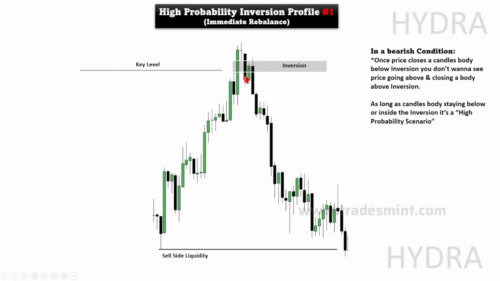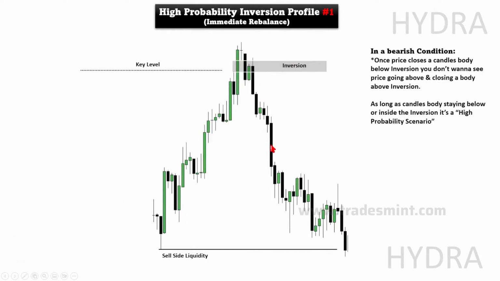Once price closes a full candle body below this fair value gap after hitting a key level, you don't want to see the next candle and the next candle going above. Okay, the wicks can go above. I'm talking about the candle's body. The candle's body should specifically stay inside this inversion, and that's what you are seeing here. This is what I refer to as immediate rebalance, and I already taught you guys what immediate rebalance is and how you take entries with it in our day 1 lecture.